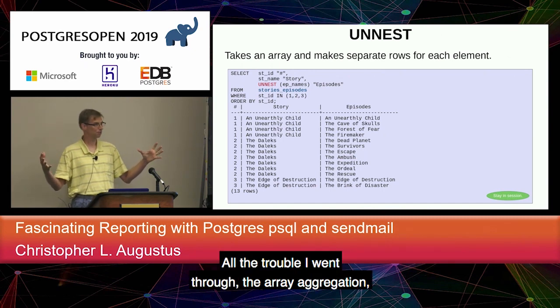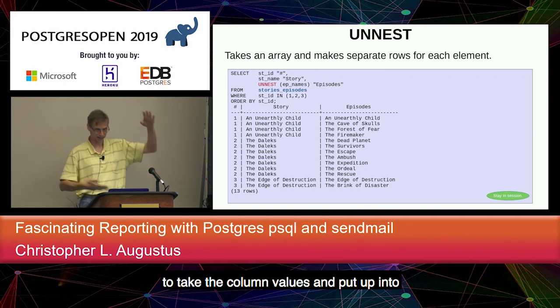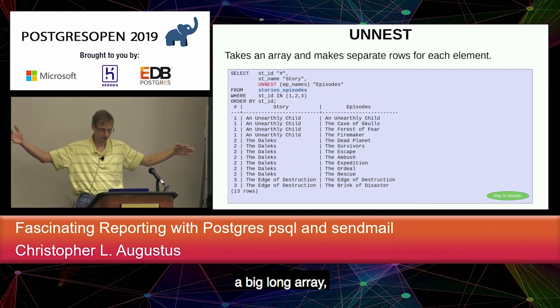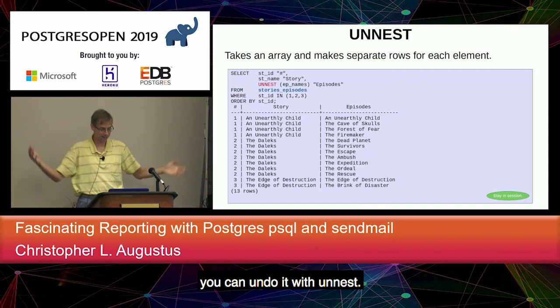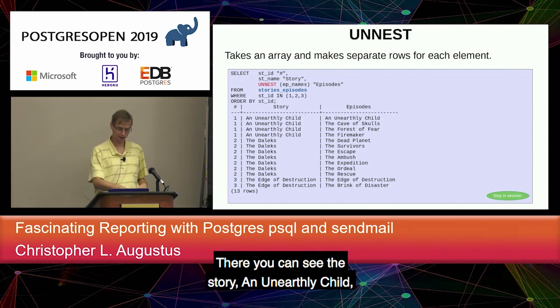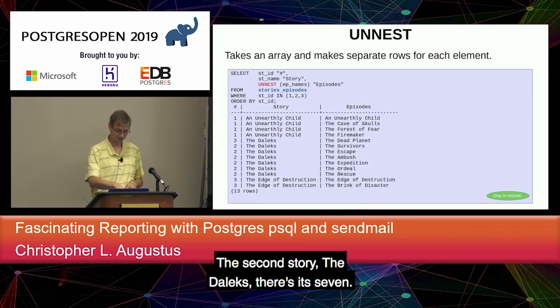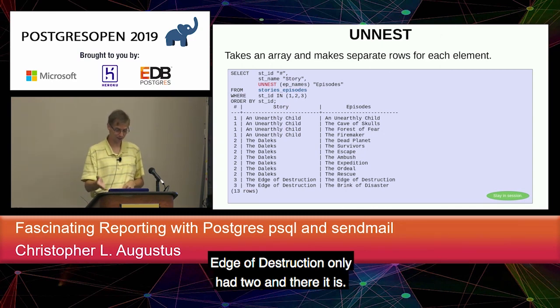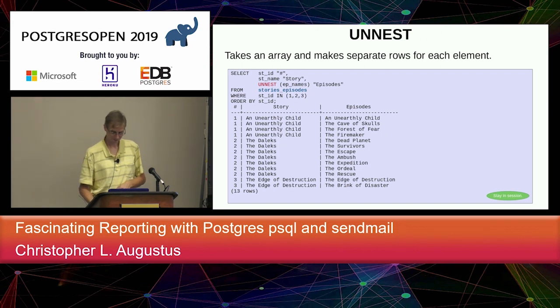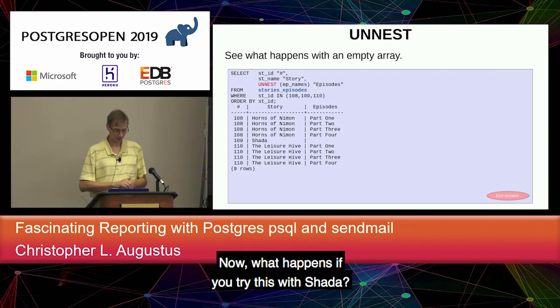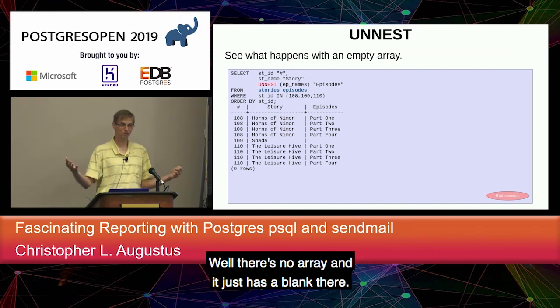All the trouble I went through the array aggregation to take the column values and put them up into a big long array, you can undo it with unnest. And there you can see the story of An Unearthly Child, and there's its four names. The second story, The Daleks, there's its seven. Edge of Destruction only had two, and there it is. Now, what happens if you try this with Shada? Well, there's a null array, and it just has a blank there.